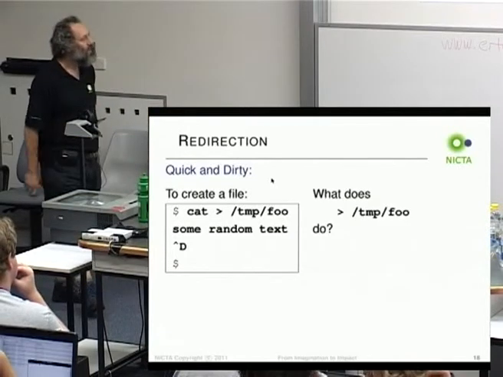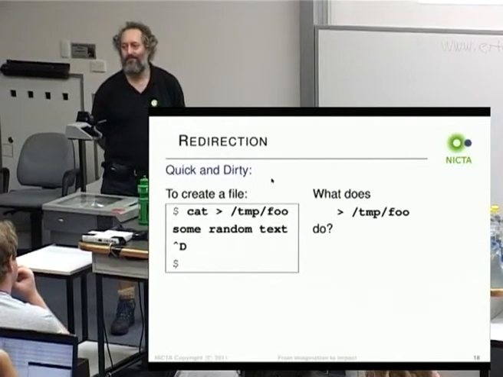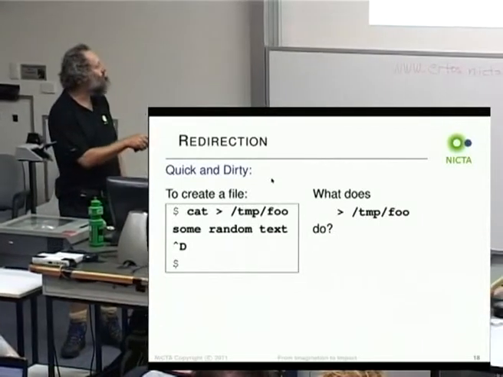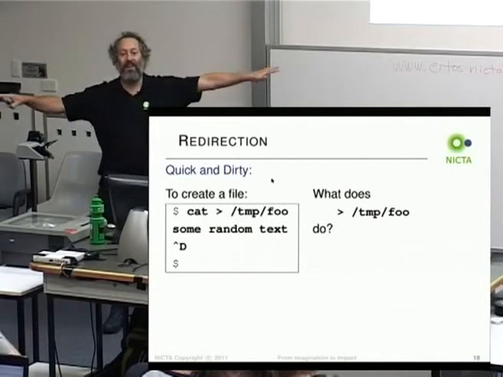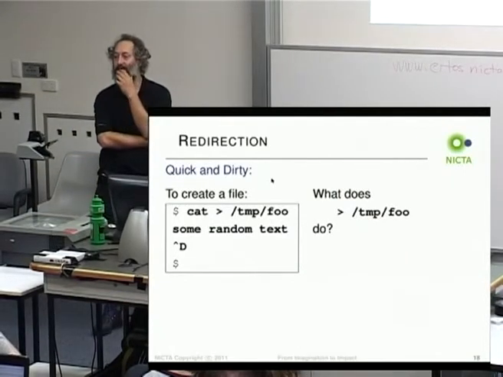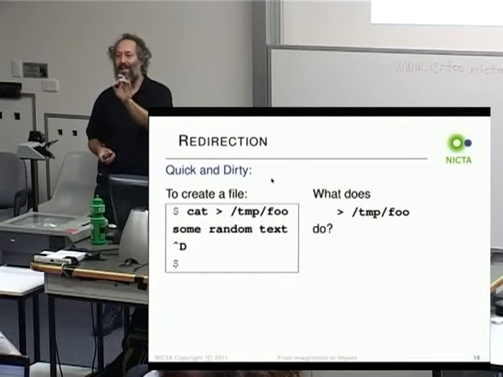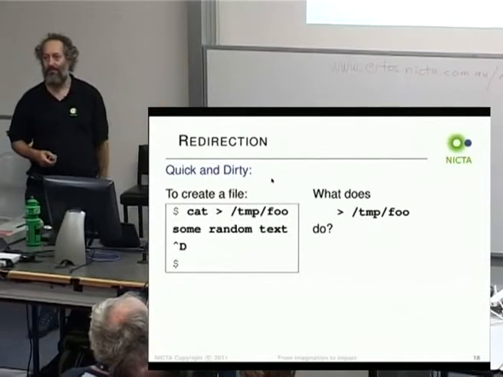So what does that do, with no command? Nope. That bit there does, but what does that bit there do, on its own, with nothing else on the line? Yeah. So it creates the file, truncates it to zero length, and then there's no command, so it doesn't do anything else. So the file's closed and you carry on. So that's a quick way of truncating a file to zero length.